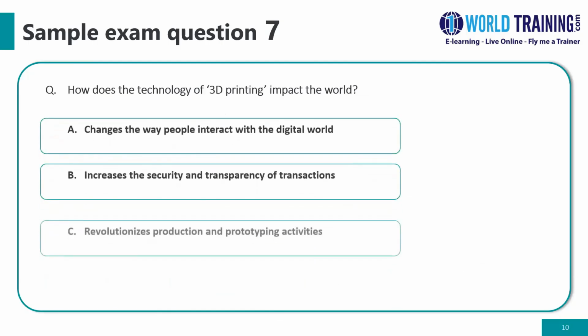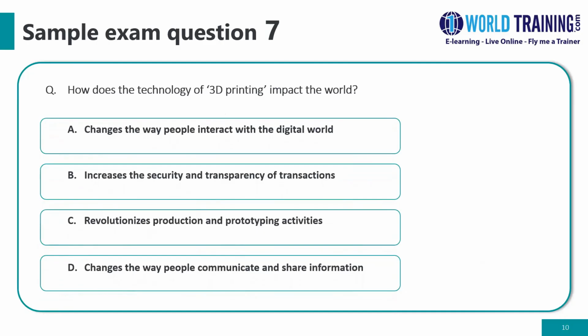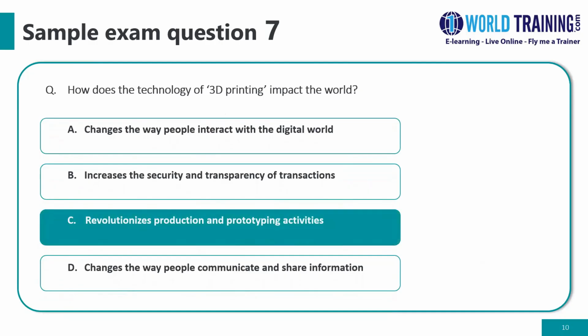Number seven, how does the technology of 3D printing impact the world? It does impact by revolutionizing production and prototyping activities. So C is the right answer.